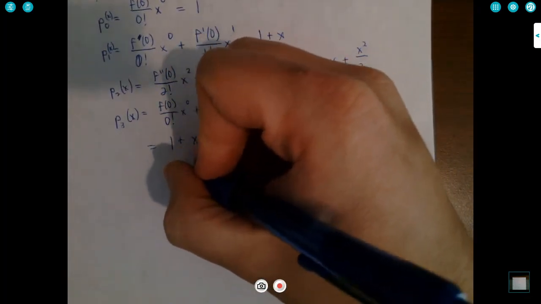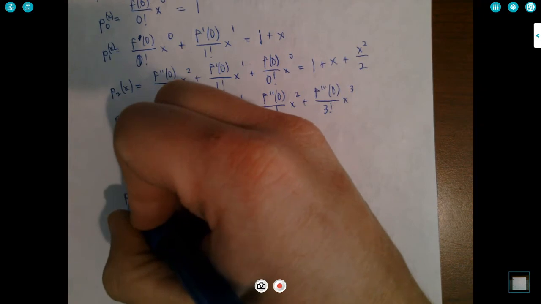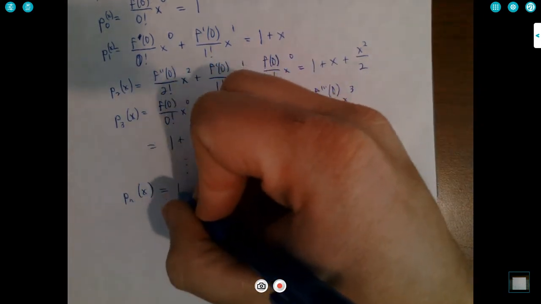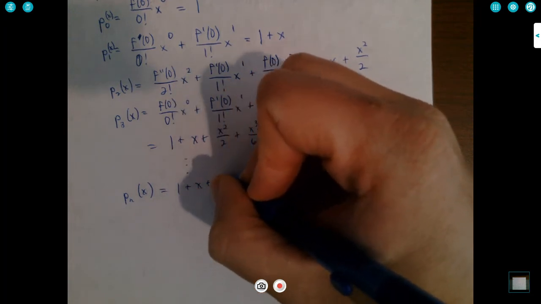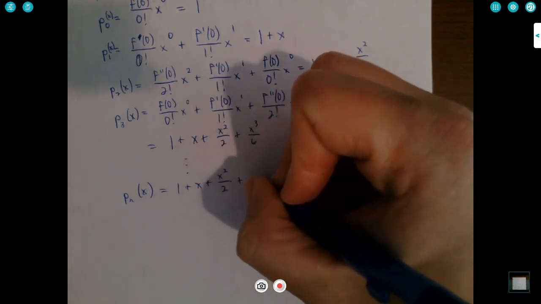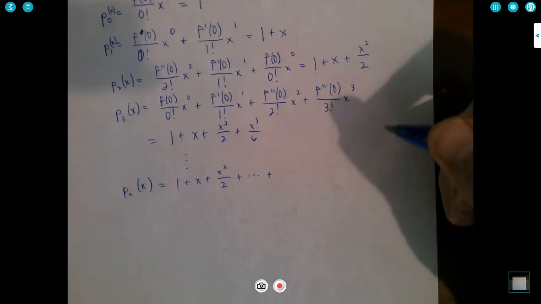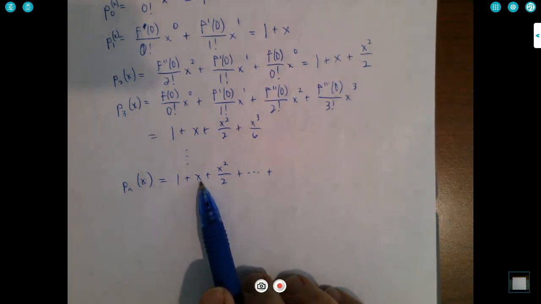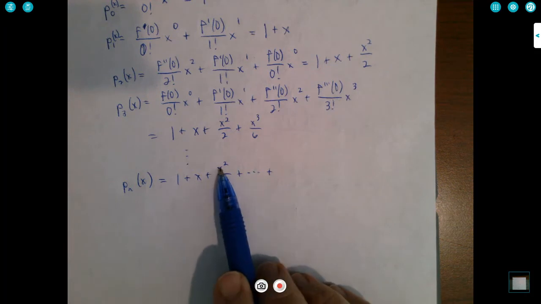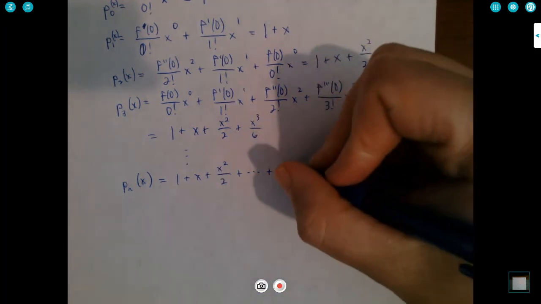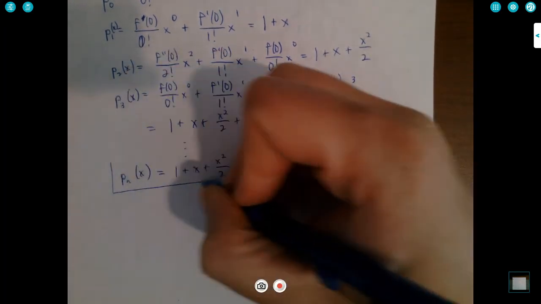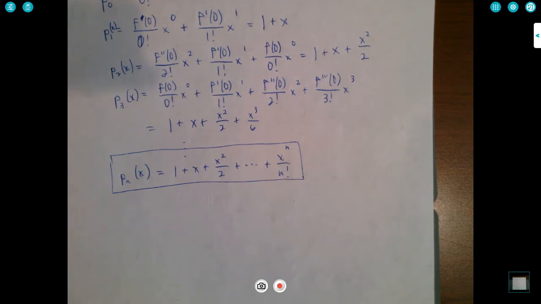If we keep going, the nth Maclaurin polynomial is going to be 1 plus x plus x squared over 2 and so forth until we get to, well, notice that this is x to the 0 over 0 factorial, x to the first over 1 factorial, x squared over 2 factorial. So it's going to go up to x to the n over n factorial, right? So there's the nth Maclaurin polynomial for e to the x.